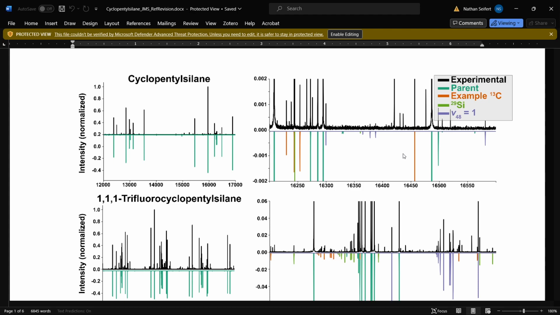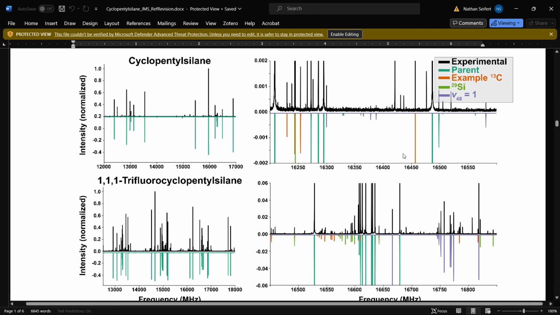And then I go look at my fluorinated version. Let me scroll down just a bit. And I see the same purple lines, equivalent lines for the fluorinated one, but they're much stronger.